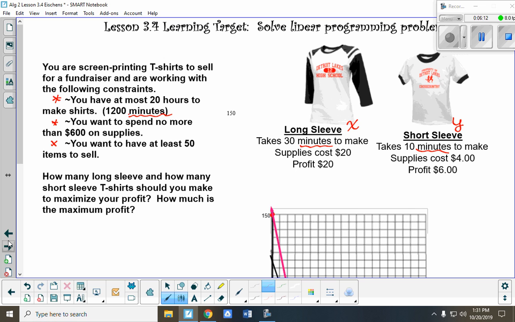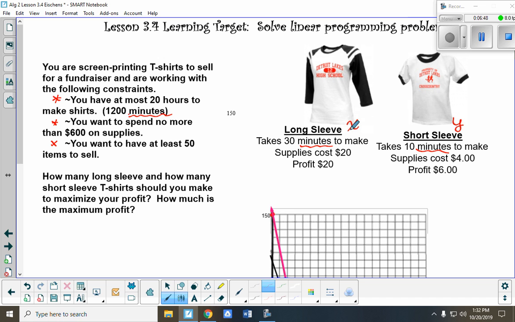All right, one more problem. You are screen printing t-shirts to sell for a fundraiser and are working with the following constraints. You have at most 20 hours to make shirts, which is 1,200 minutes. You want to spend no more than $600 on supplies. You want to have at least 50 items to sell. Now, the long sleeve shirts, those take 30 minutes to make. The supplies cost $20. The profit is $20. The short sleeve shirts, they take 10 minutes to make. Supplies cost $4. The profit $6. How many long sleeves and how many short sleeves do we want to make to maximize our profit? How much is the maximum profit?